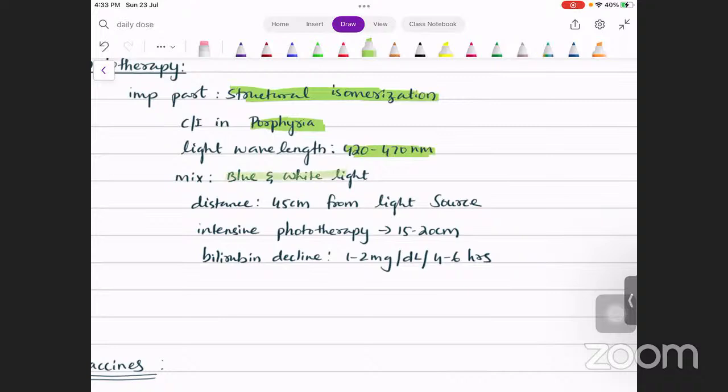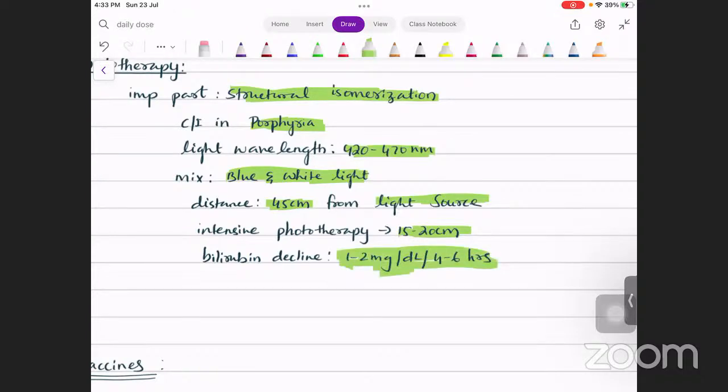The light should be a mix of blue and white light, and the distance should be 45 centimeters from the light source. Intensive phototherapy should be 15 to 20 centimeters. Bilirubin decline should be 1 to 2 mg per dL every 4 to 6 hours. So these are the targeted guidelines for your phototherapy.